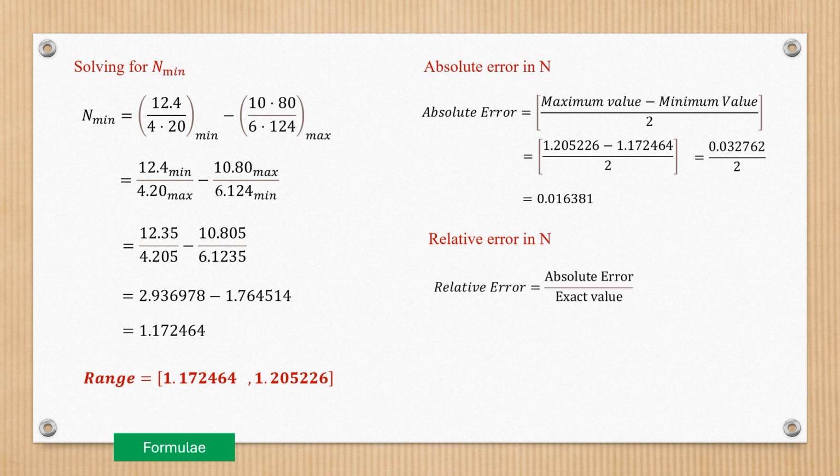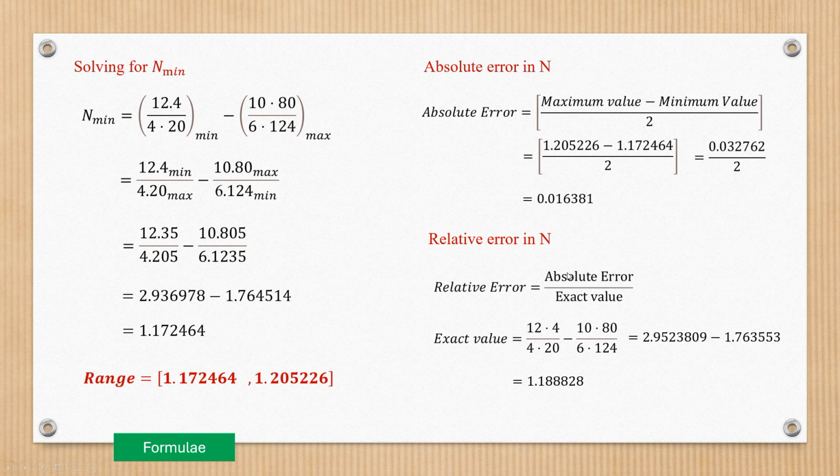Then also told to find the relative error in n. So relative error is absolute error over exact value. First of all, we need to know the exact value. The exact value means we're going to use the values as they were given in the question and first find that answer. So this is what I get from the exact value: 1.18882. So this is the exact value.